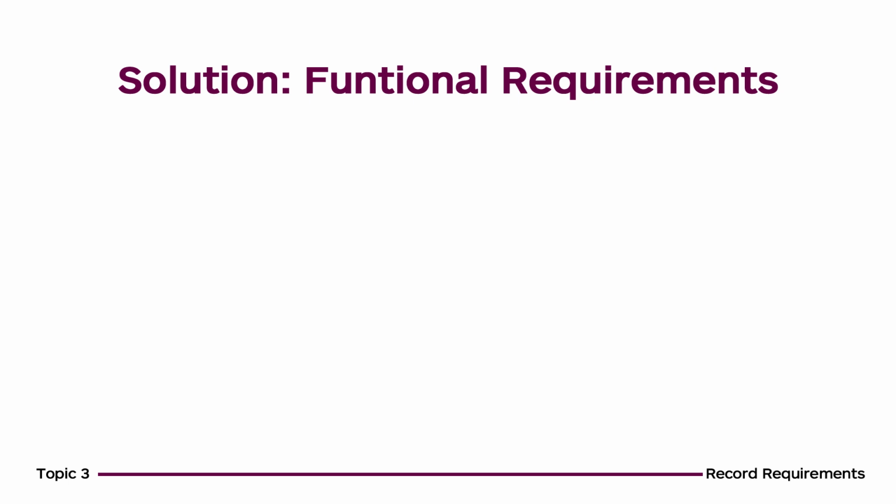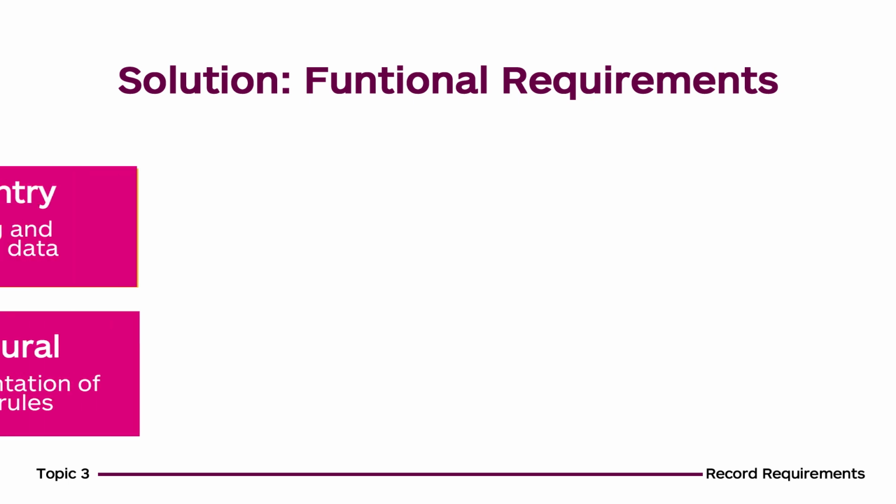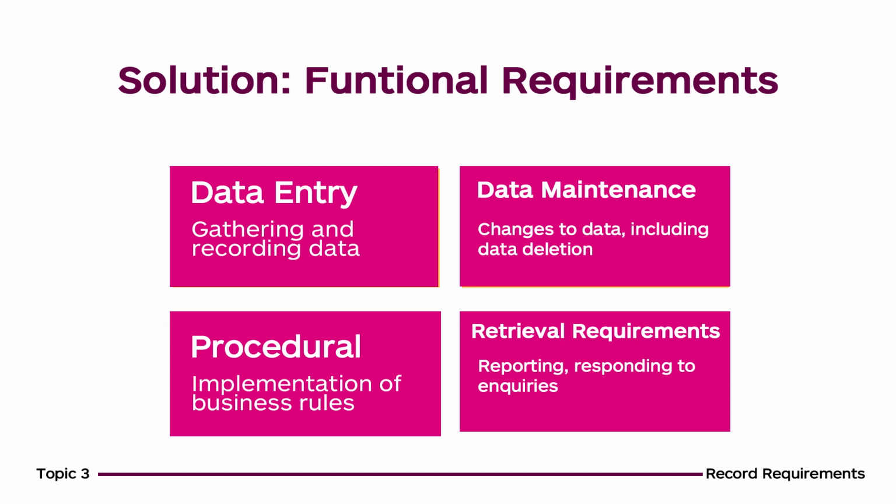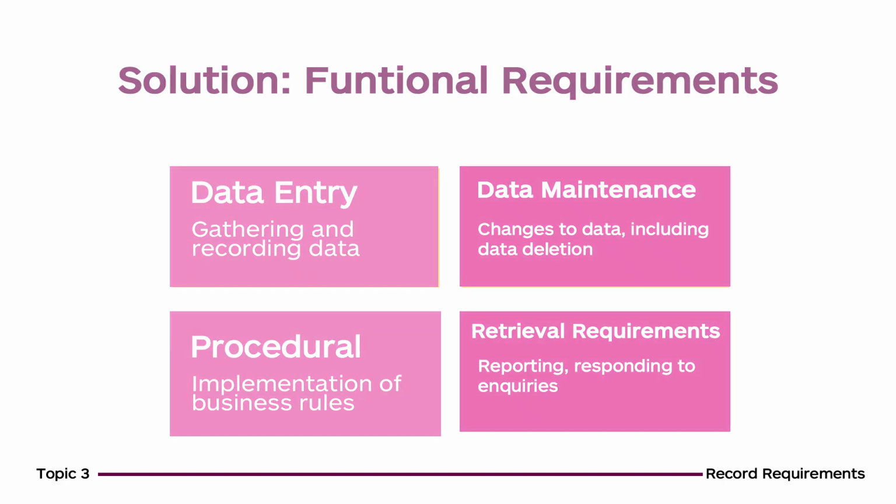When it comes to functional requirements, these cover four main areas: data entry, data maintenance, procedural, and retrieval requirements. For example, data entry is all about gathering and recording information, like capturing customer details when they place an order. Data maintenance involves keeping this data accurate and up to date.